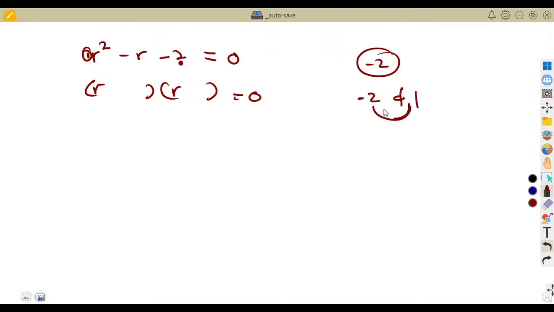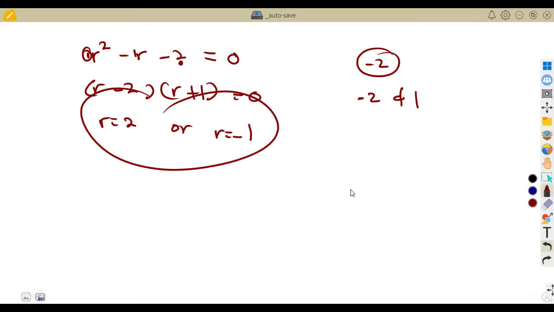If we multiply this, we get -2. If we add this, we get -1. So these are the factors, -2 and +1. That means r will be equal to 2 or r will be equal to -1. So these are the solutions that you're obtaining. These solutions are different.